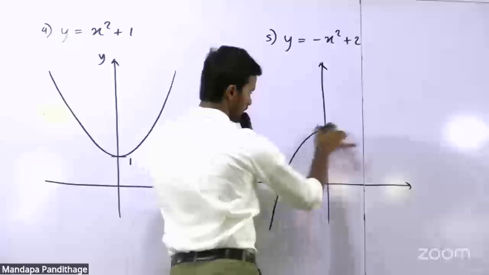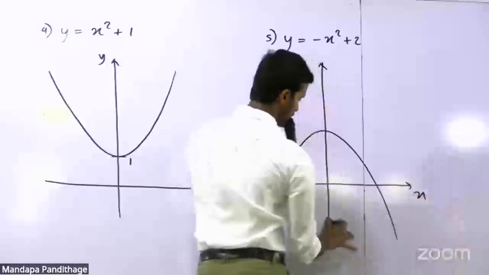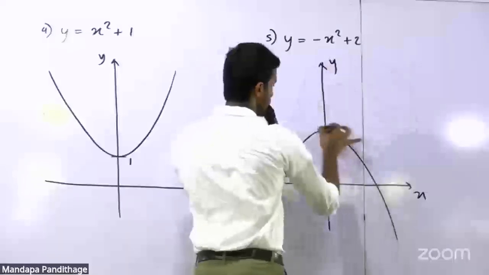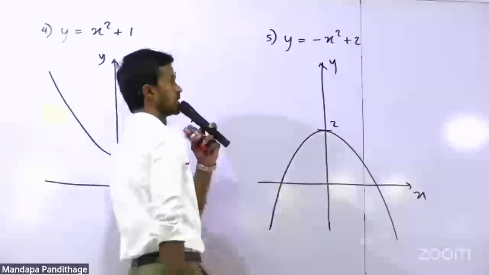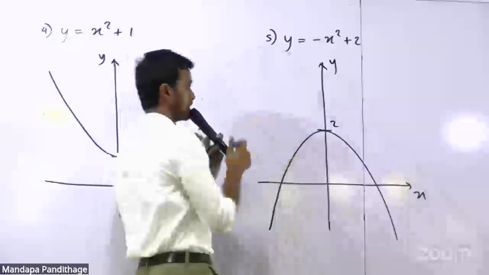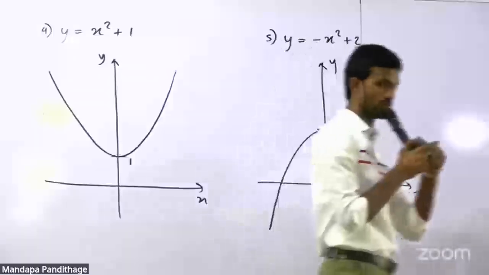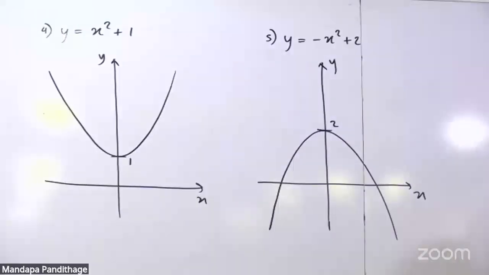So here we have the graph in this way. Okay, this is y equals, so this 2. So this graph is y equals minus x squared plus 2. Okay, then put number 5: y equals minus x squared plus 2.